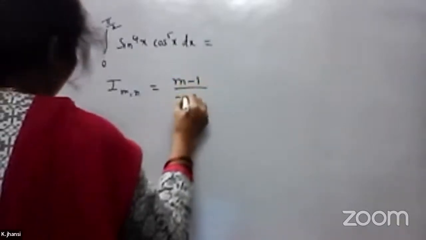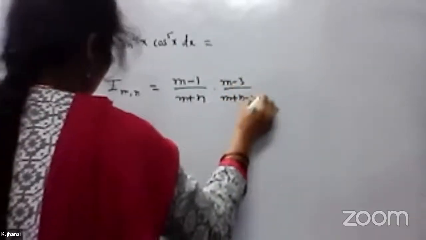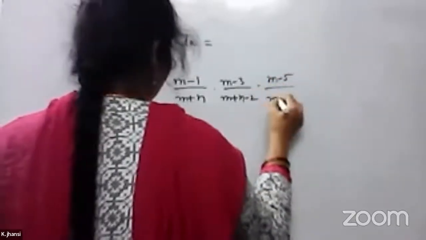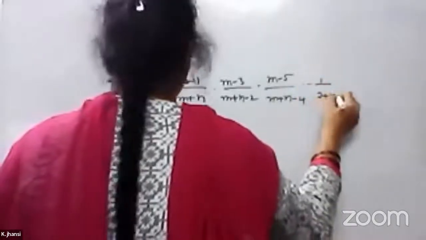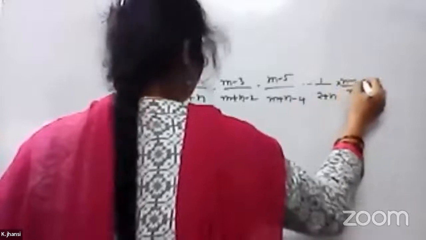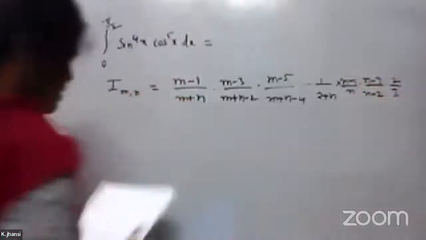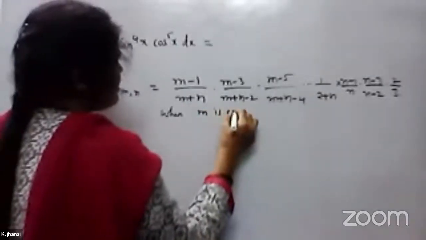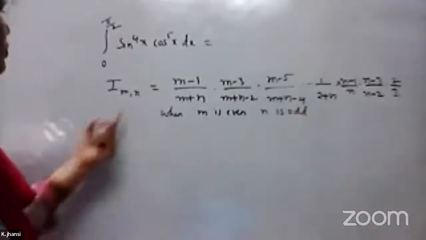M minus 1 by M plus N, M minus 3 by M plus N minus 2, into M minus 5 by M plus N minus 4, and so on, 1 by 2 plus N into N minus 1 by N into N minus 3 by N minus 2 into 2 by 3. Okay, at last you will get the 2 by 3 here. So when M is even and N is odd, this is our formula.